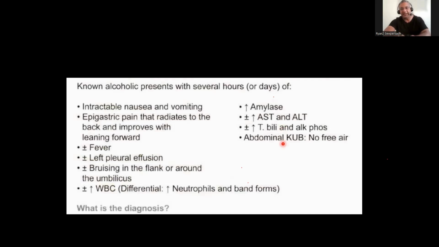All right, guys, somebody make my day and tell me what condition is this that we just described. Anybody? Type in the chat box to me, guys. Look at the raised amylase. Epigastric pain radiates to the back, improves with leaning forward. May have fever, effusions, may have Grey Turner sign, Cullen sign, may even have Fox's sign. We use the Ranson criteria, the APACHE score, the Alvarado score.